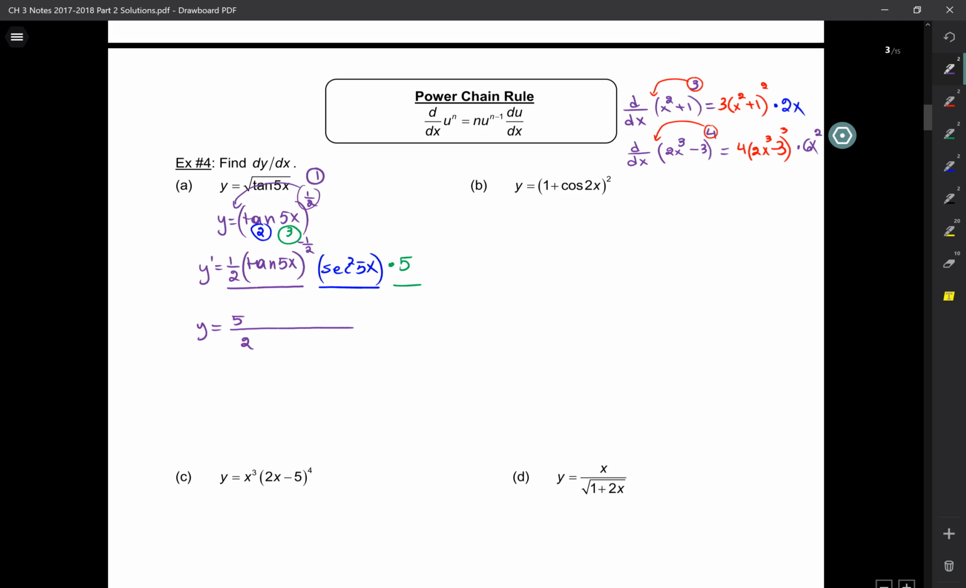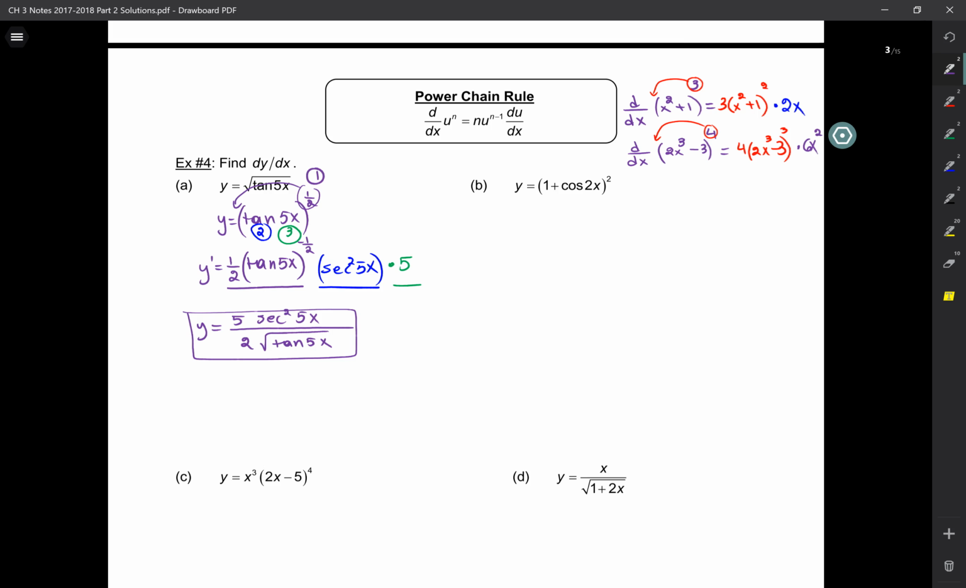Now, we have to write it in a more algebraically correct form. You see how we have a negative exponent for the tangent? That's not allowed. Now, exponent of a half is root. But if it's negative a half, where is that root? On the bottom. So it's going to be the square root of tangent 5x here. Where does the secant go? Top or bottom? Top. Good?